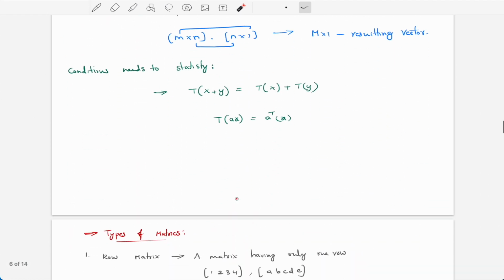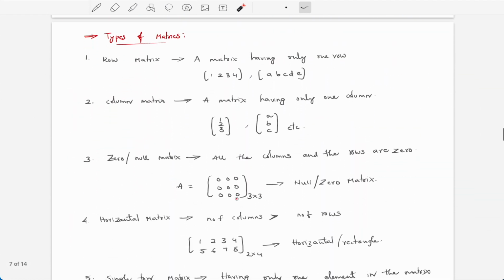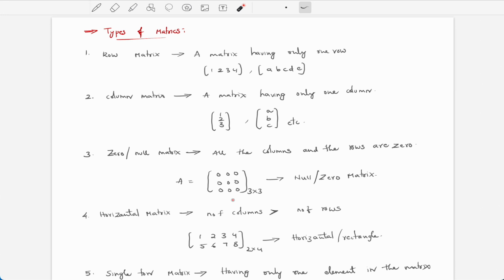After that we have some of the main topics in our matrices. There are 12 to 13 kinds of matrices out there, and we are going to cover each and every matrix in detail.